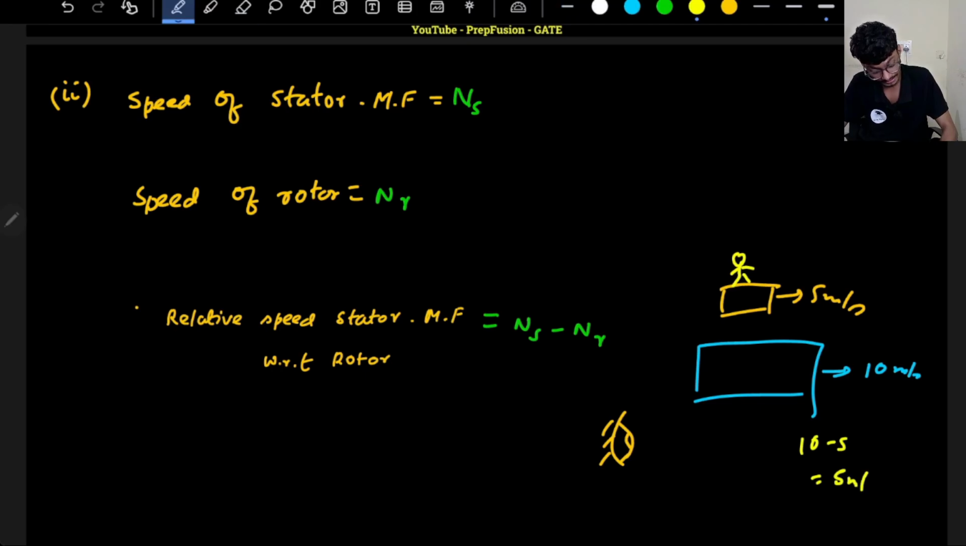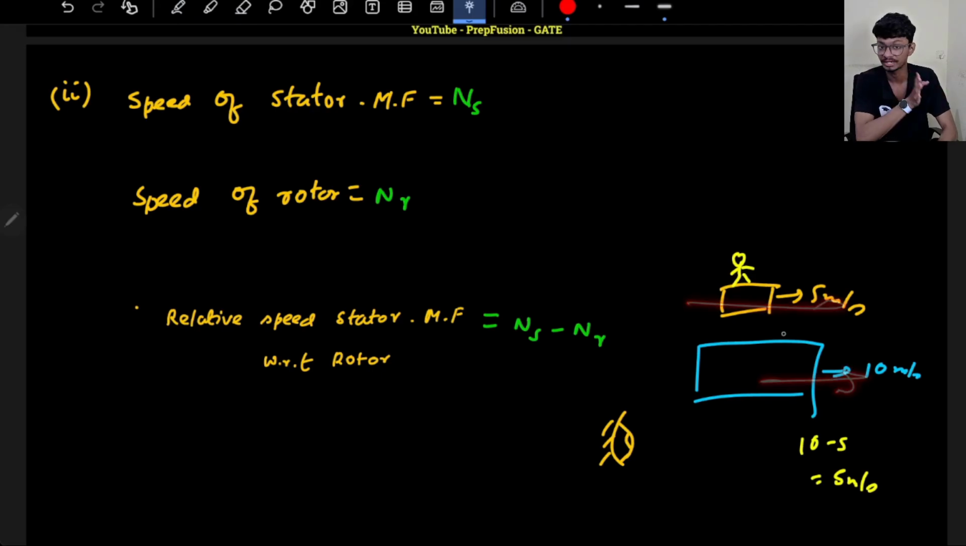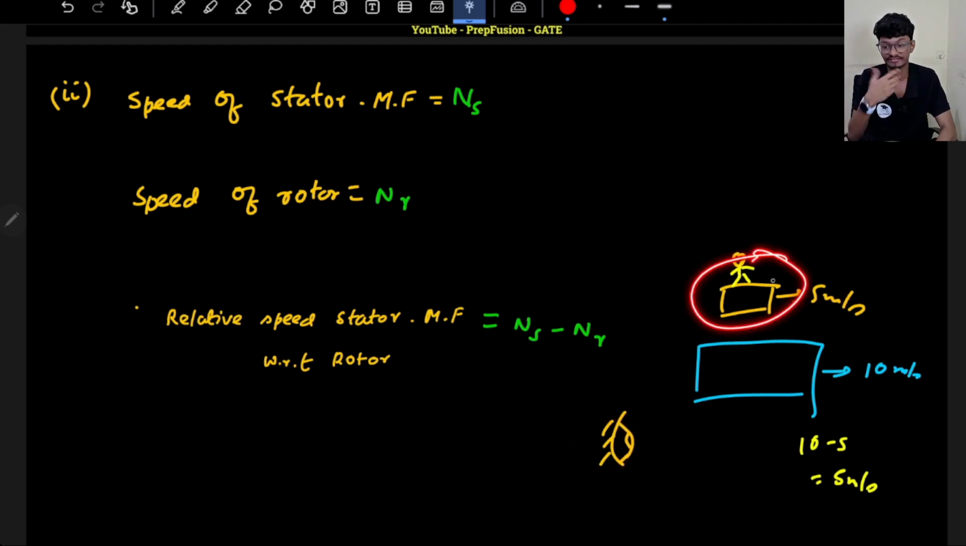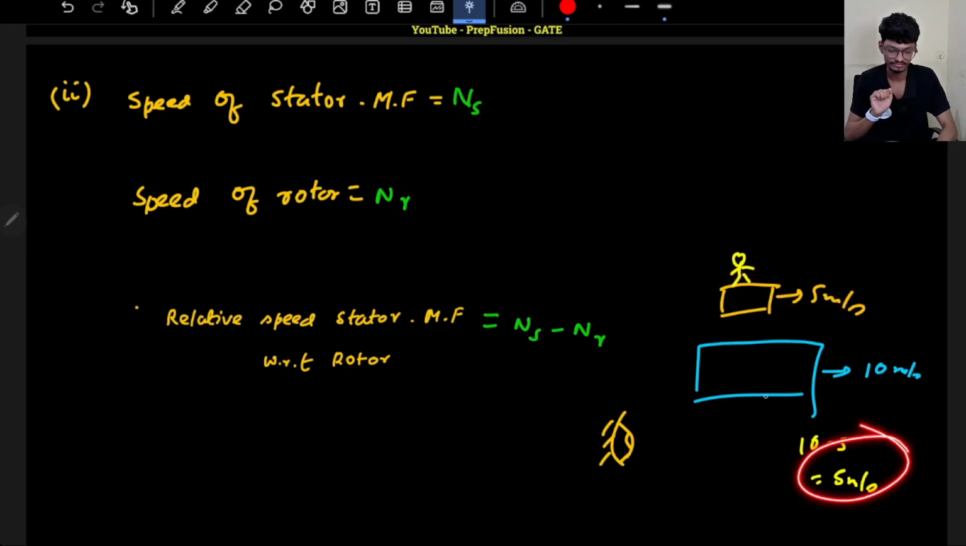Okay, but in reality, what is the reality? Reality is this is moving with 10 meter per second, this is moving with 5 meter per second, with respect to a stationary reference object on the earth. But if I am sitting here, my reference point has changed. It is just like JEE physics, right? If my reference point has changed, then what will this guy observe? This guy will observe that this is actually moving with 5 meter per second, because this guy itself is moving by 5 meter per second, right? So I have to subtract that speed. That's why it is 5 meter per second.